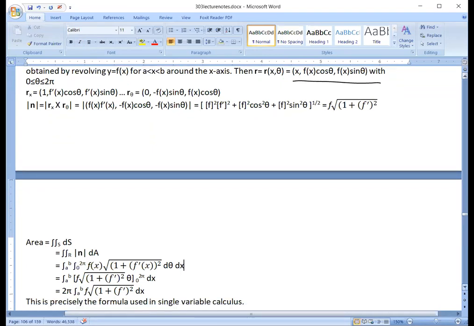And this may look familiar because this is precisely the formula used in single variable calculus to find the surface area for a surface of rotation. So once again, we find that we can make a general formula for which things we've seen before are just a special case.